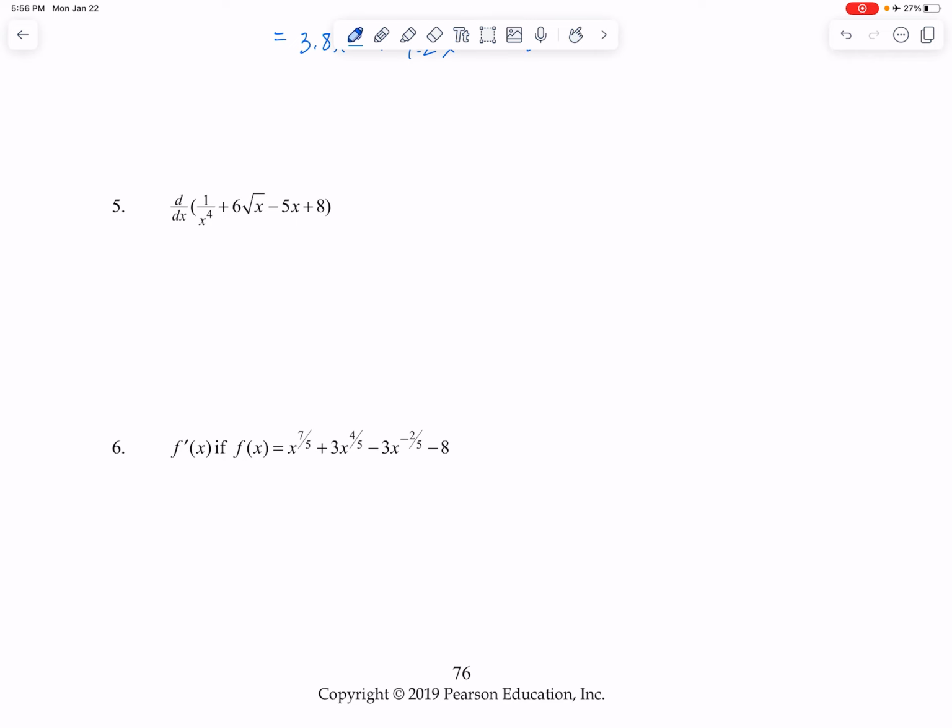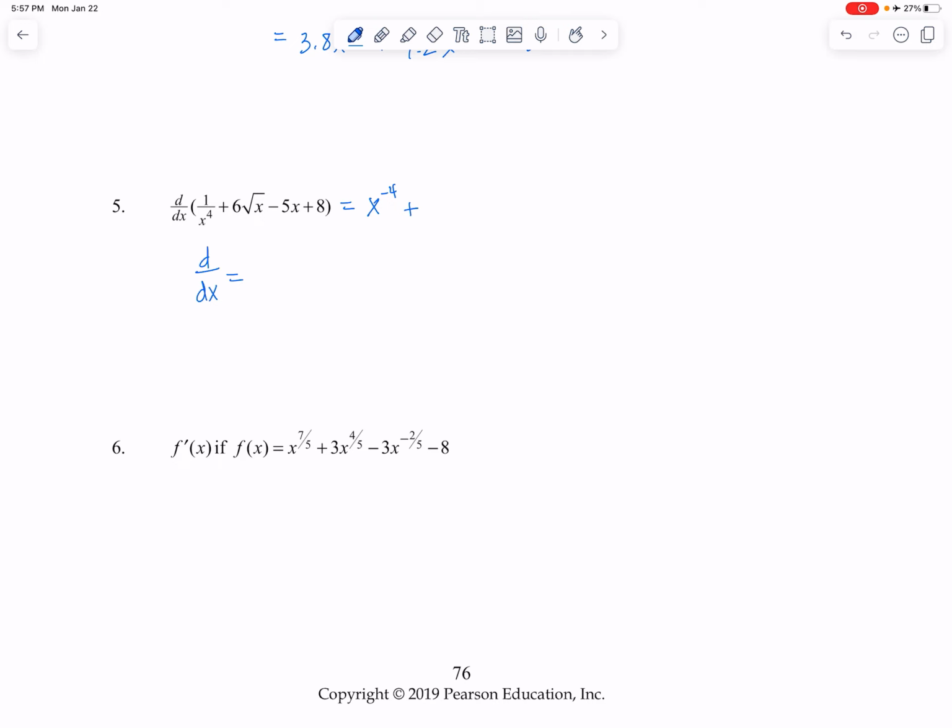Derivative with respect to x of 1 over x to the 4th plus 6 square root x minus 5x plus 8. So we'll take the derivative of each one separately. Actually, let's rewrite first. Let's rewrite a lot of them. 1 over x to the 4th gives us x to the negative 4th.